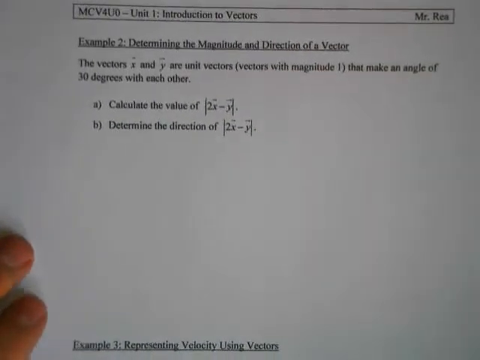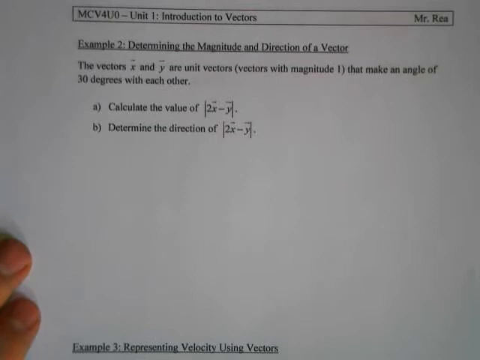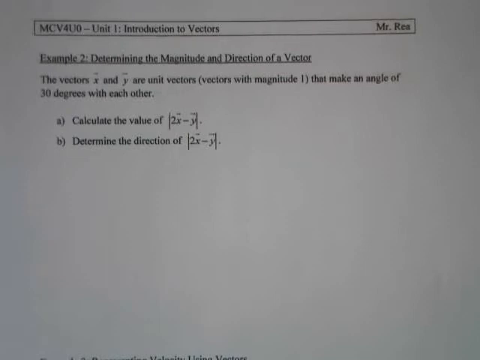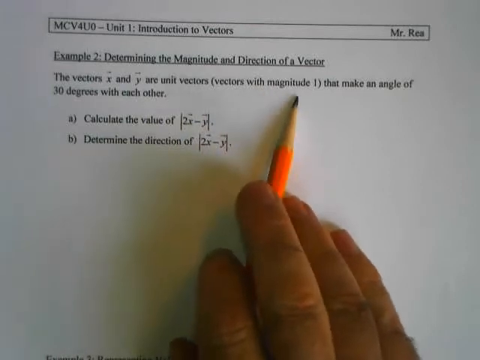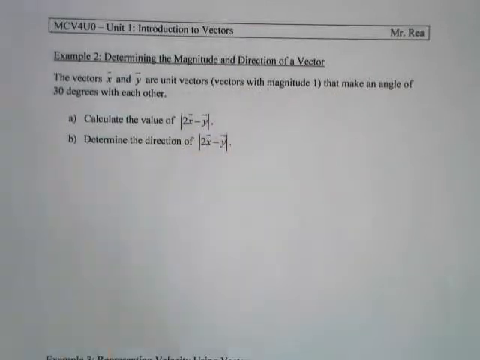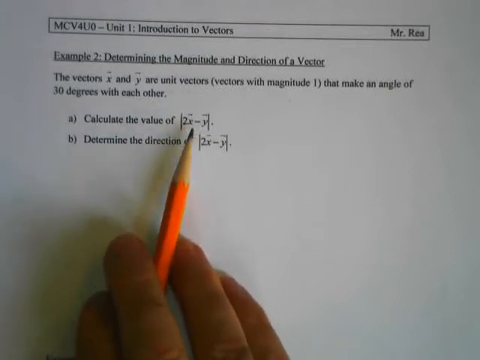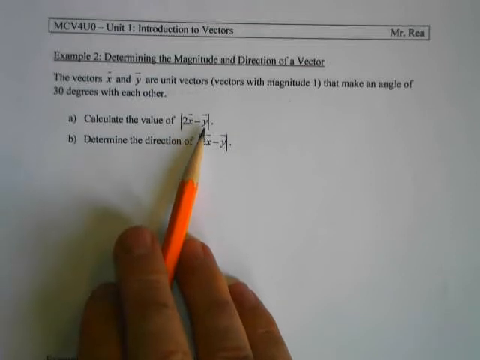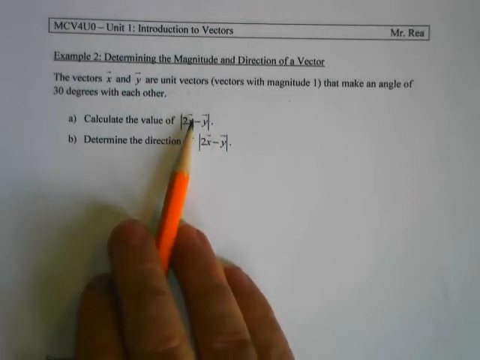So a few more exercises here. Play around with scalar multiples and incorporate that with some of the other stuff we've already learned. So in this case, we've got vectors x and y are unit vectors. So we know what that means. It means it has a magnitude of 1, both of them. They make an angle of 30 degrees with each other. So the first part says calculate the value of... So basically we're multiplying vector x by 2, and then we're subtracting vector y. And the vertical lines mean that we want the magnitude of that.